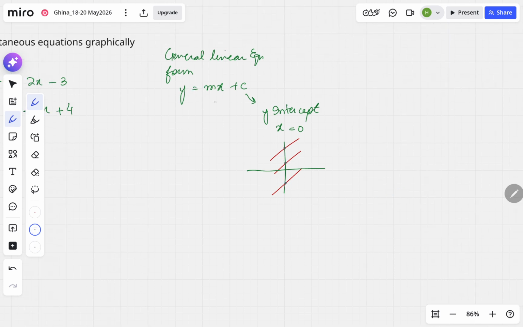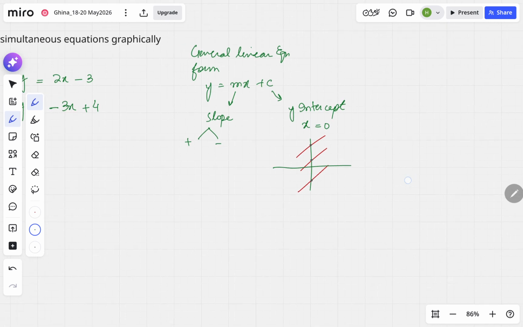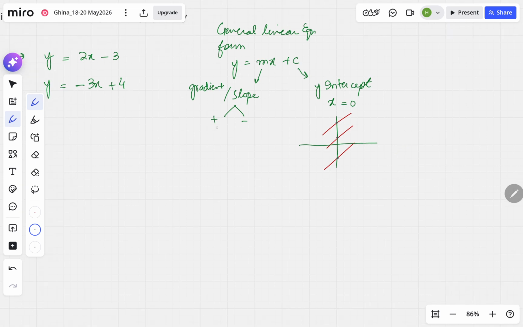Okay, so what is this m? M is the slope, so it can be positive or negative. Slope means the gradient; some people also call it gradient. It tells you how steeply or how slowly something is increasing or decreasing. If the slope is positive, the graph is going upwards, and if the slope is negative, the graph is going downward.